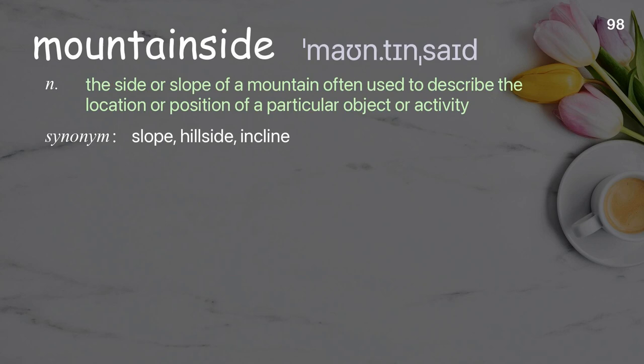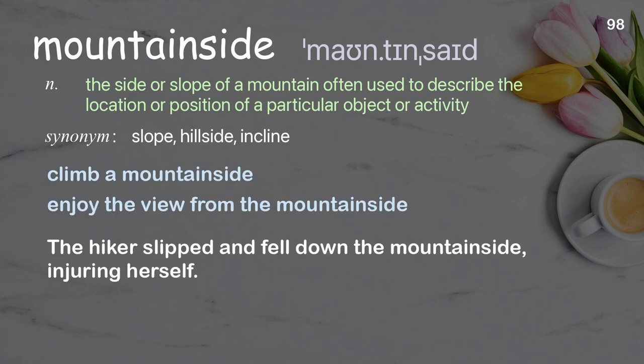Mountainside. The side or slope of a mountain often used to describe the location or position of a particular object or activity. Examples. Climb a mountainside. Enjoy the view from the mountainside. The hiker slipped and fell down the mountainside, injuring herself.